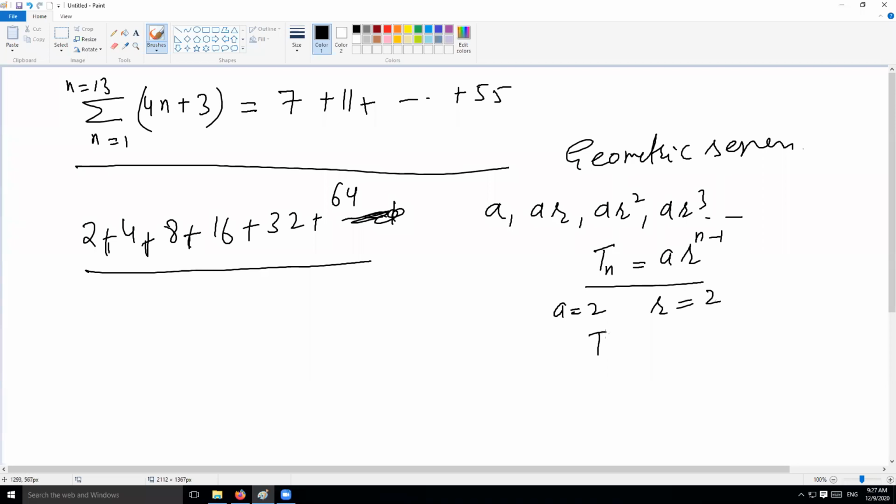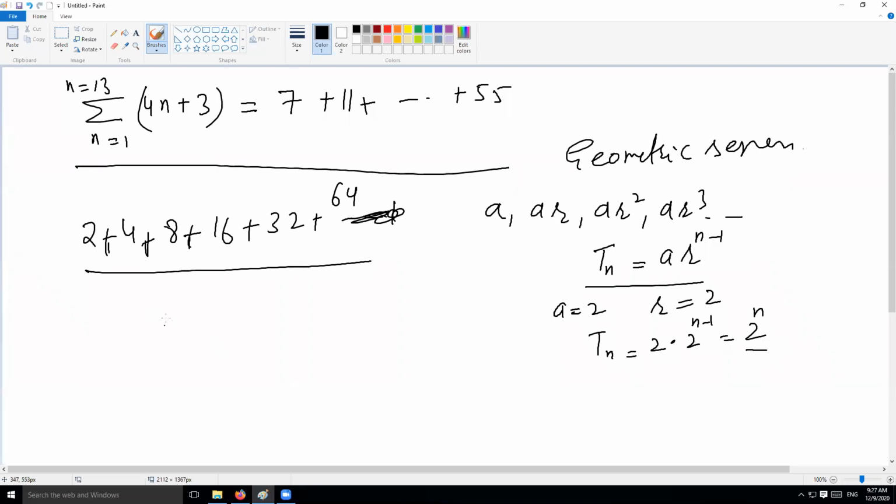So if you substitute this, you're going to say that Tn is A, which is 2, and R power n minus 1, which is 2 power n minus 1. So in general, this is going to be 2 power n. Now you can see that someone was saying 2n and someone was saying something else, but it turns out that the general term of this sequence is 2 power n.